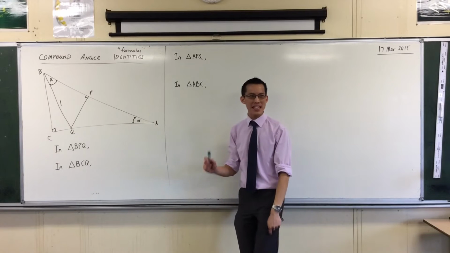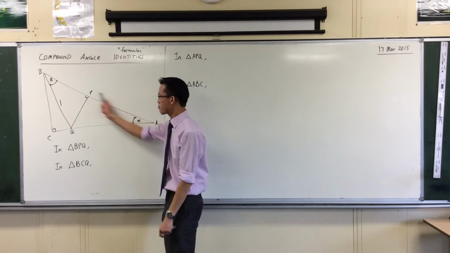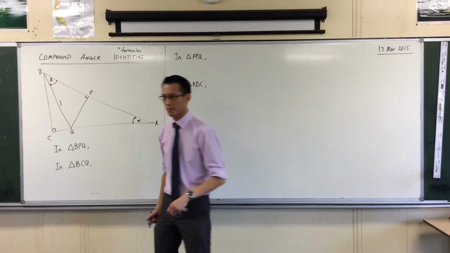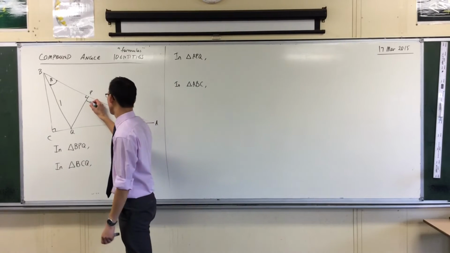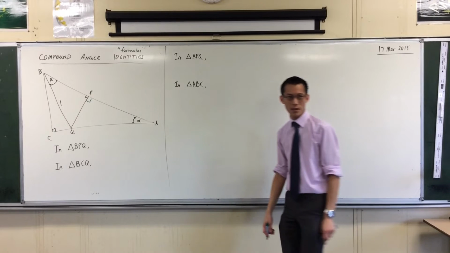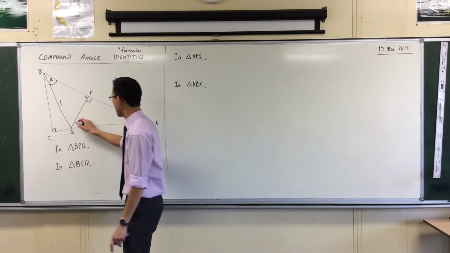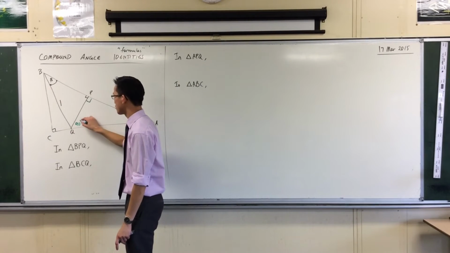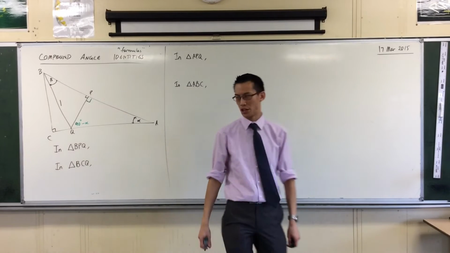Okay, we'll start with the easy ones. APQ, size? 90 degrees, thank you. Angles on a straight line. Same triangle. AQP, size? 90 minus alpha. I should say 90 degrees minus alpha, but you know what I mean.